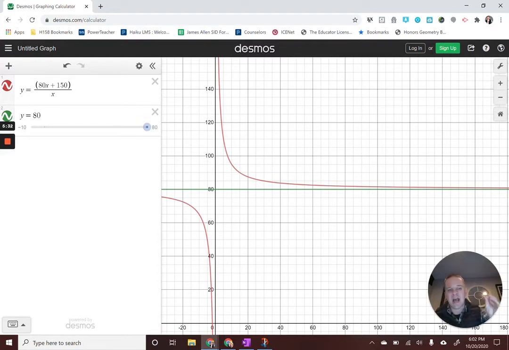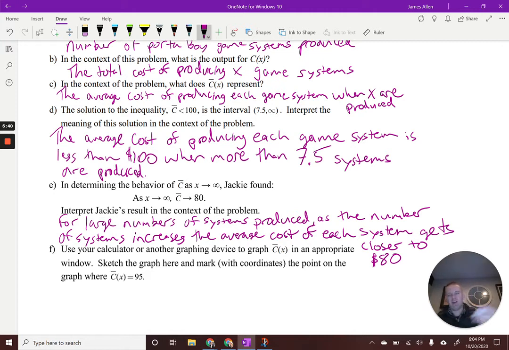It's approaching $80 per system to produce these things as we produce more and more systems. And there we have it. For large numbers of systems produced, as the number of systems increases, the average cost of each system gets closer to $80. The more you make, the cheaper it gets.